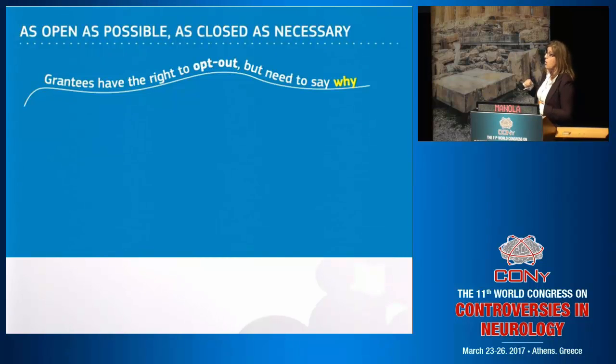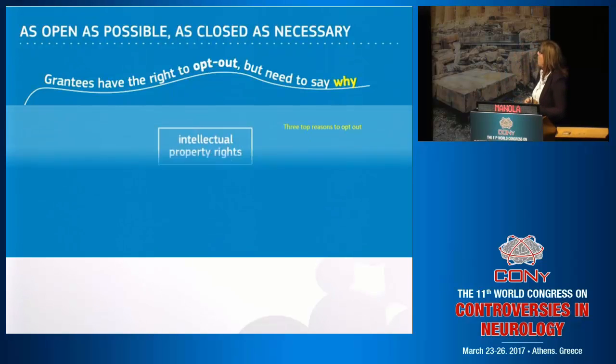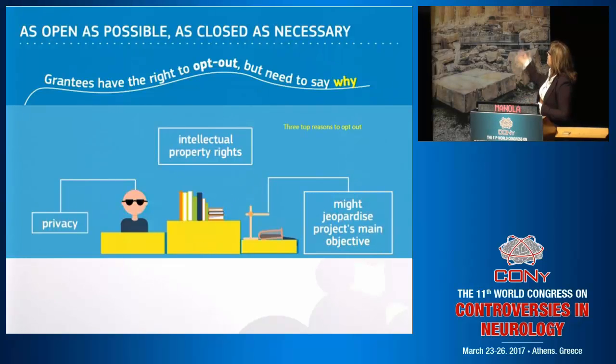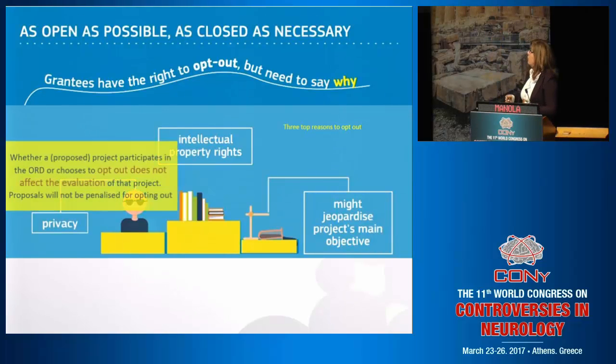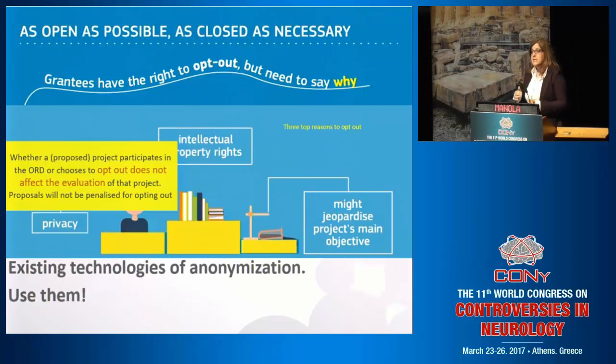And as open as possible, as closed as necessary. For the European Commission, which all of the member states will be following, the grantees, the people who get the money, have the option to opt out. Why? Because of intellectual property rights, privacy, or because it might jeopardize the project's main objective, especially when commercial and industry partners are involved. Those are details of the Commission, but what I would say is that if you claim anonymization, if you claim privacy, then please look at technologies because they exist or they are emerging.